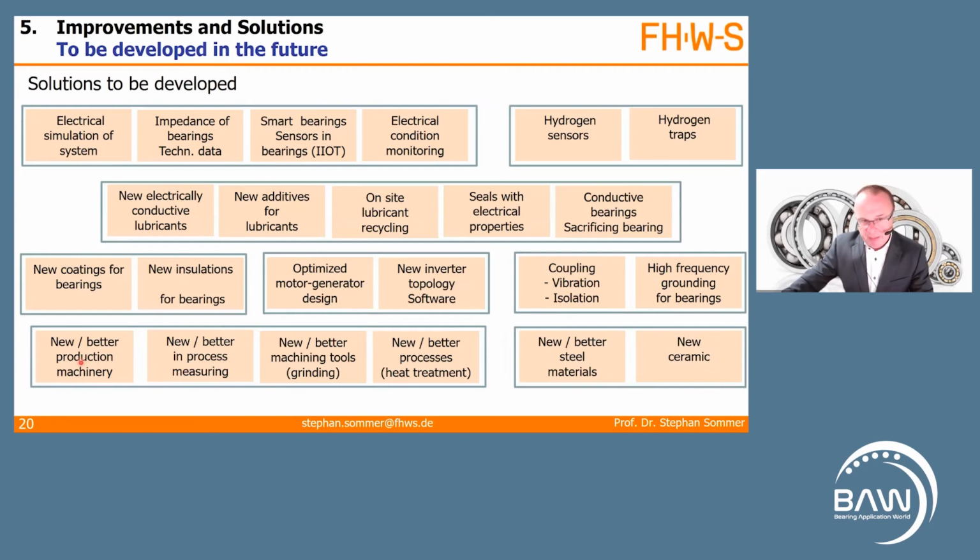Here in the bottom line, new and better production machinery, new and better in-process measurement and measuring technologies, new better machining tools, new and better processes, heat treatment, for example, new and better steels, materials, and new ceramics. So that's the idea for the future.